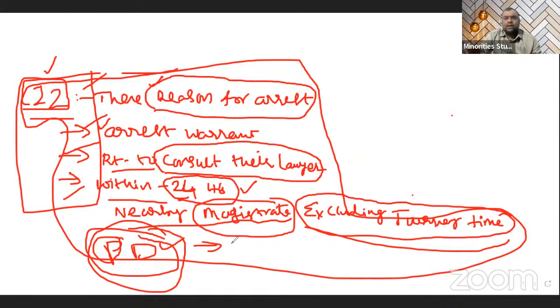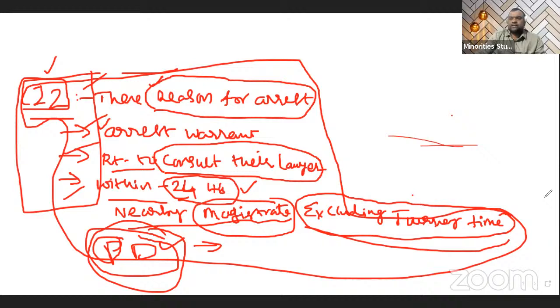I suggest you remember there must be a reason for arrest. The arrest warrant must be produced, and very important, if a woman is going to be arrested, women police must accompany. Police must be in uniform, must show their identity, the reason for arrest and the arrest warrant. After arrest, the accused, who is not yet convicted, shall have a right to consult their own lawyers. Whoever is arrested must, within 24 hours, very important, be produced before the nearby magistrate, excluding journey time. So these are the things to be remembered.